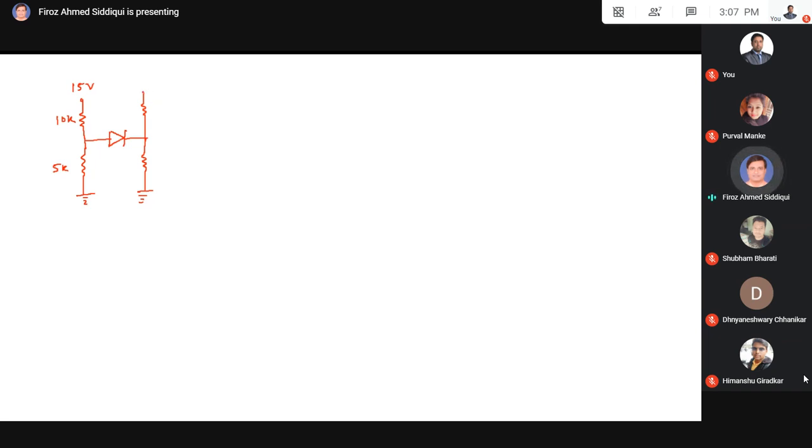and these are the 2 resistors. Here is the 10 volt. There are 2 supply voltages. This is 5k and this is a 10k. And you need to find the current flowing through the diode. That is, you have to find the current I.